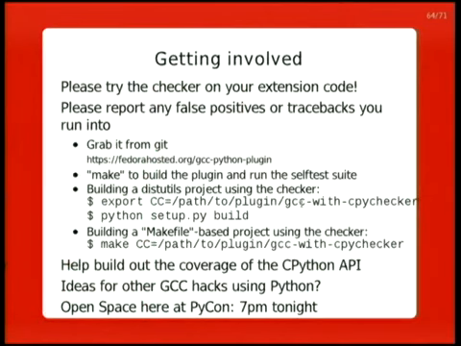Please, if you have extension code, try the checker on it. If you found bugs with it, tell me, that's great. If you ran into false positives, let's try and fix that, or at least minimize the damage. Some instructions on how to do that are on screen. And if you've got ideas for other compiler hacks, now that we can hack on the compiler using Python, that'd be great. I'm running an open space here or over there at 7 o'clock tonight.